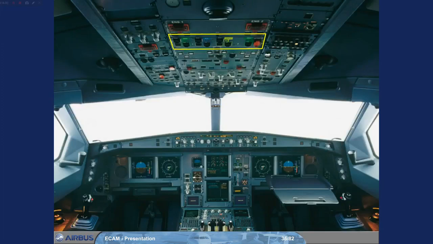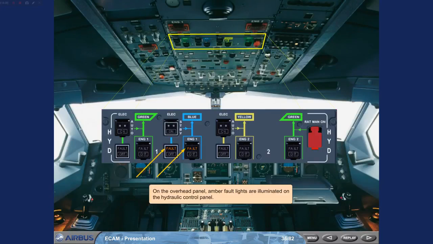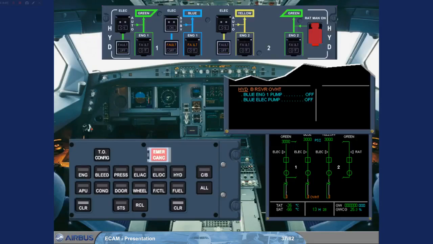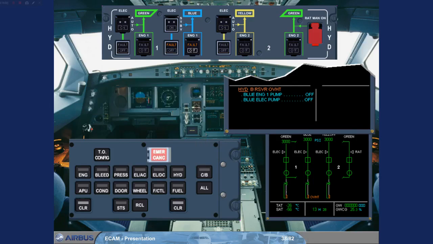On the overhead panel, amber fault lights are illuminated on the hydraulic control panel. The fault lights on the hydraulic panel help you to locate the switches to be operated. We will carry out the action for you. When the pumps are switched off, the action lines are removed.